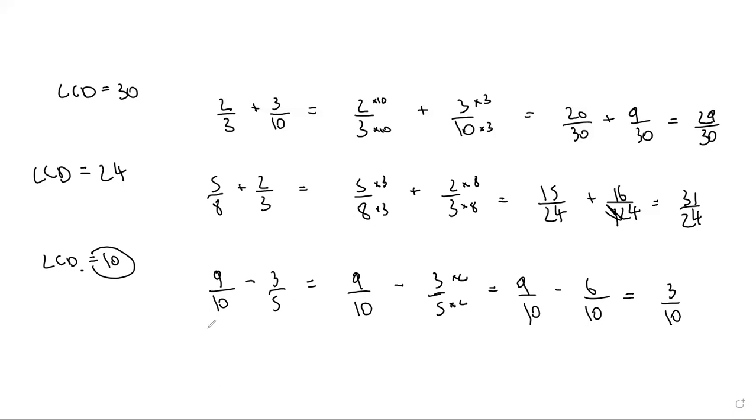Let's do the last 3. 1/4 plus 7/12 plus 5/6. So we got 4 and 12 and 6.